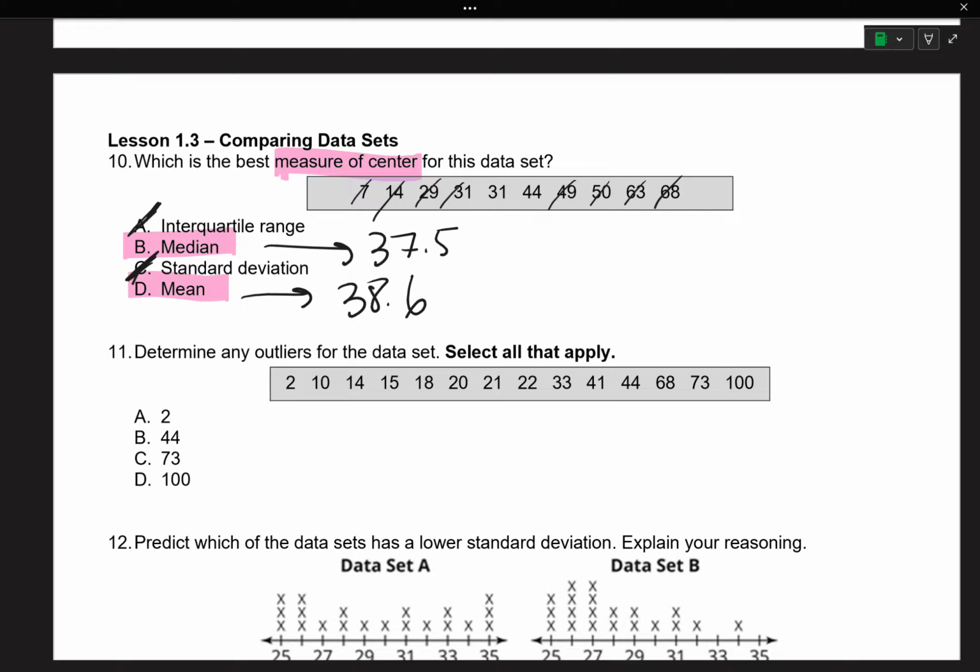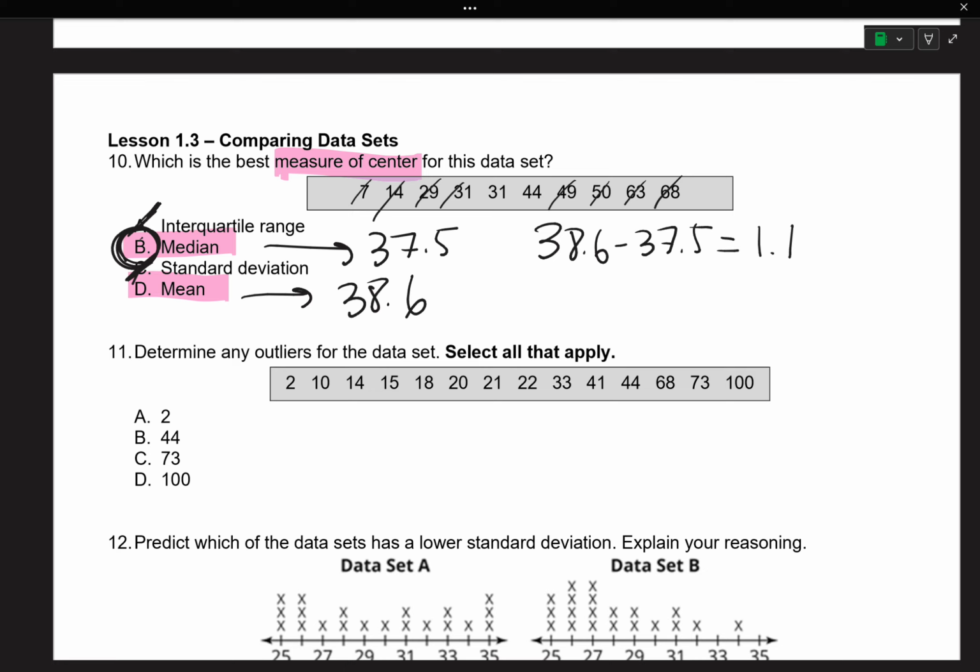So is this skewed or symmetric? Well, 38.6 minus 37.5 is 1.1. That means it's skewed, which means we need to use the median. If it's larger than 1, we have to use that median. If the difference between median and mean is 1 or less, we get to use the mean.